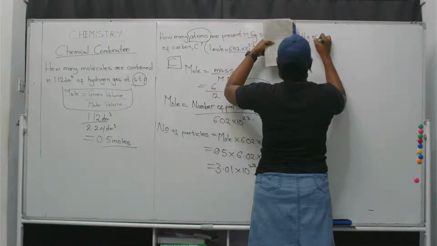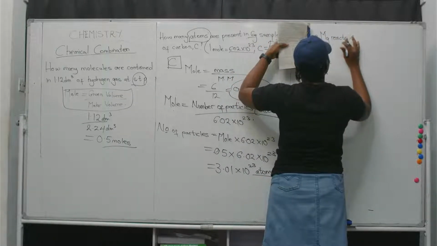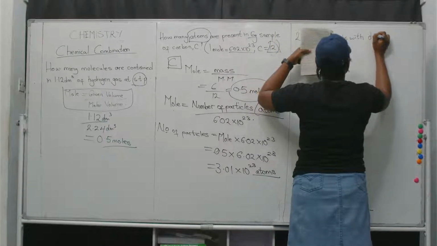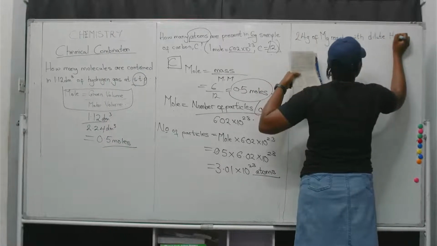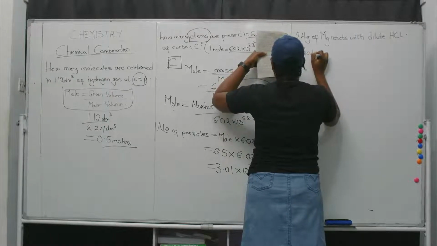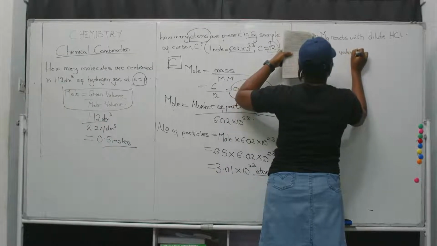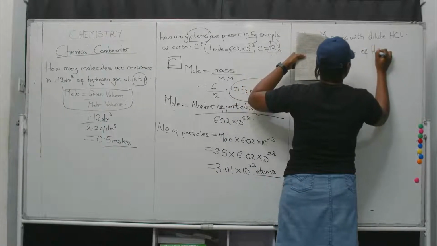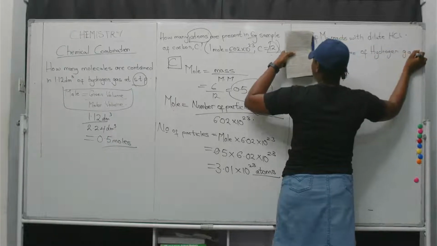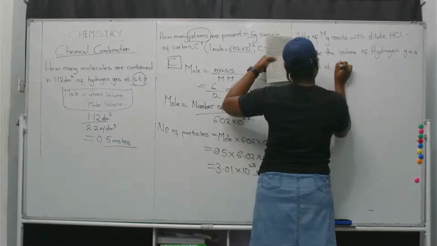24 gram of magnesium, Mg, reacts with dilute hydrochloric acid, which is HCl. Full stop. Calculate the volume of hydrogen gas evolved at STP.